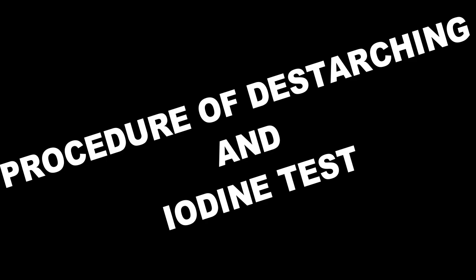Secondly, we have to conduct the iodine test, which is a test for starch. The leaf should be tested for the presence of starch before the start of an experiment. For the iodine test, detach the leaf from a destarched plant and dip it in boiling water for a minute to kill the cells.